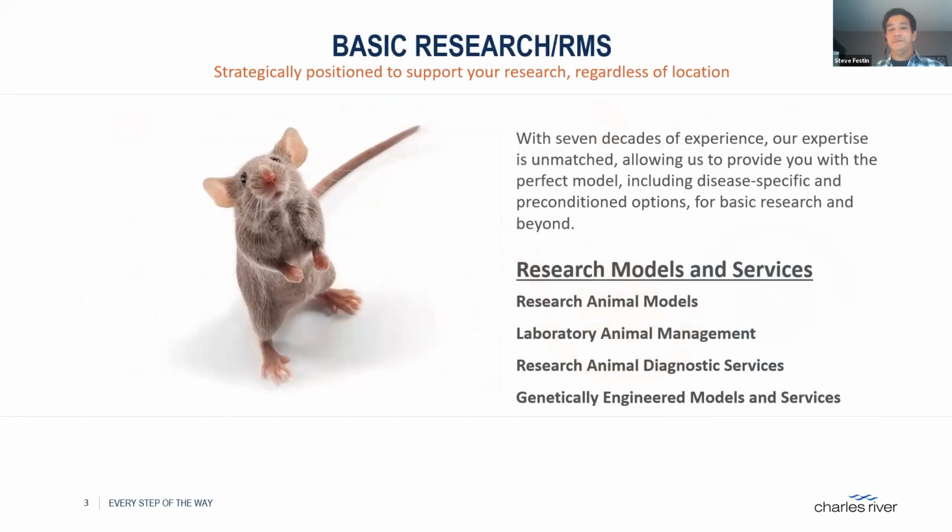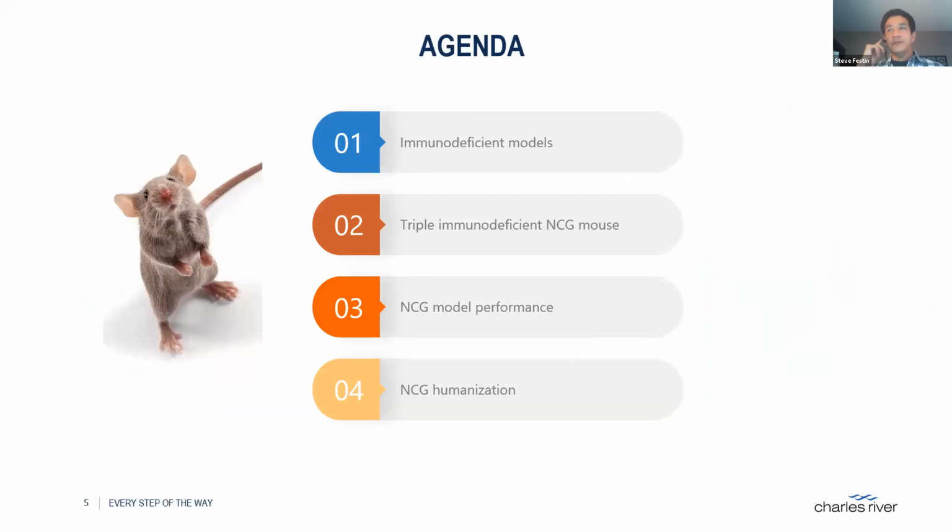So for today, I'd like to talk about 4 different sections. One is a little bit of background on immunodeficient models, using our portfolio as examples. But we're going to focus more specifically on the triple immunodeficient NCG mice. You'll learn a lot more about its performance as well. Then humanization, and I now have, I think, 5 case studies since we introduced this at the beginning of the year, of different oncology models associated with the humanized mice.